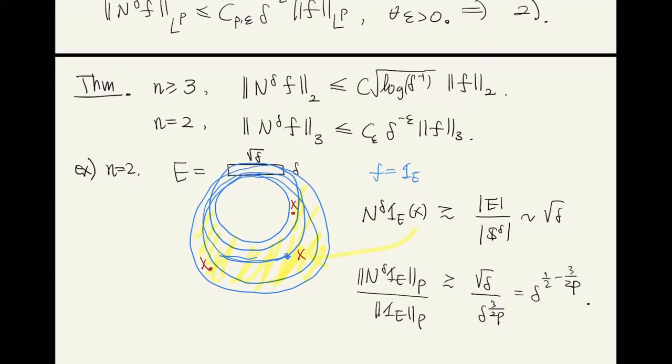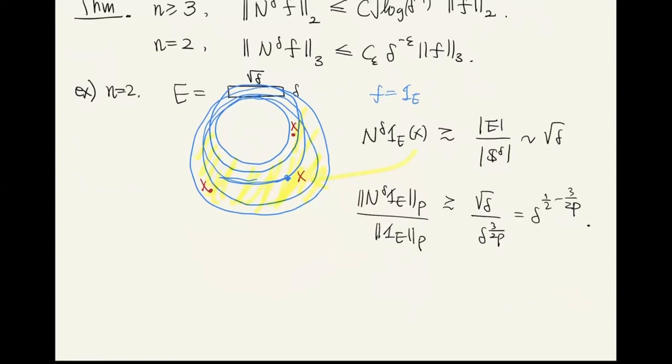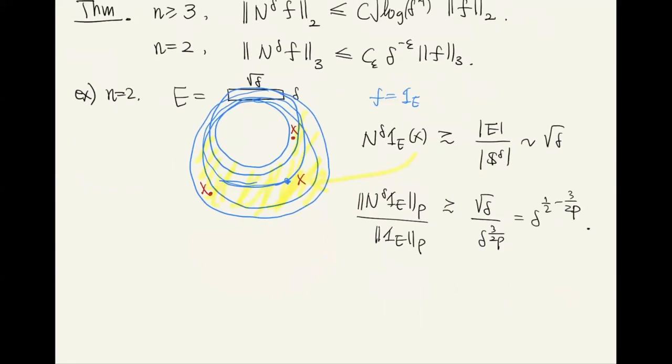So if we want to prove this kind of estimate, then the sharp exponent should be 3. For p less than 3, this type of estimate is impossible. So this shows optimality of the exponent 3. Okay, so that was the example in R^2.